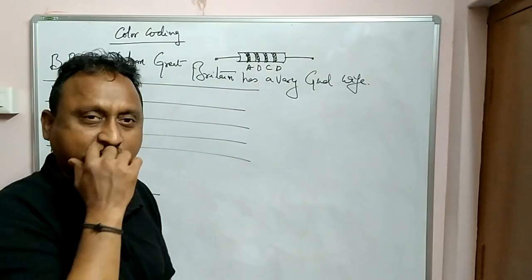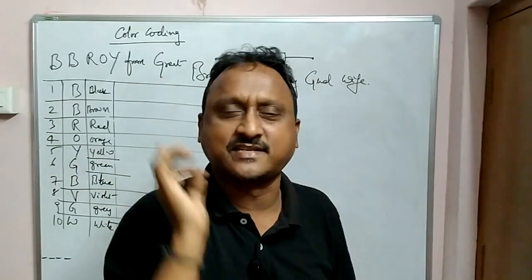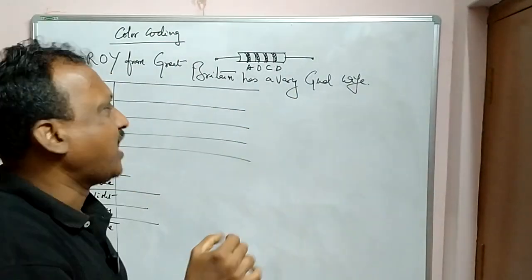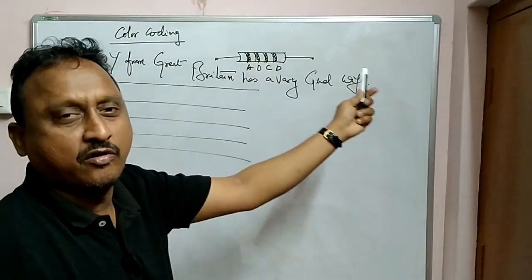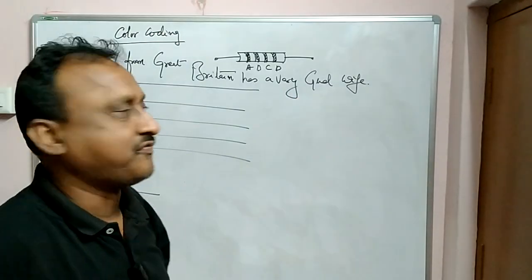Then when you go to the market and buy the resistor, it is very small. Based on the bands on it, how many kilo ohms it is, what the resistance value is, and how to find it out.